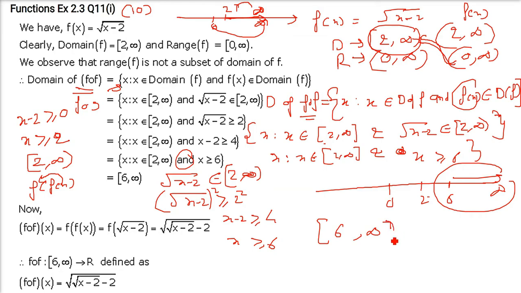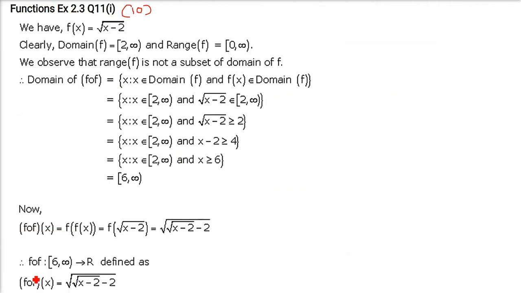I hope you got the idea. If you understand this, everything will be understood. Please remember, the domain of fof will be from 6 to infinity, and 6 is inclusive. It is defined for 6 to infinity, and then we will find out f(x), because it is defined here for 6 to infinity. So we have taken the common intersection.